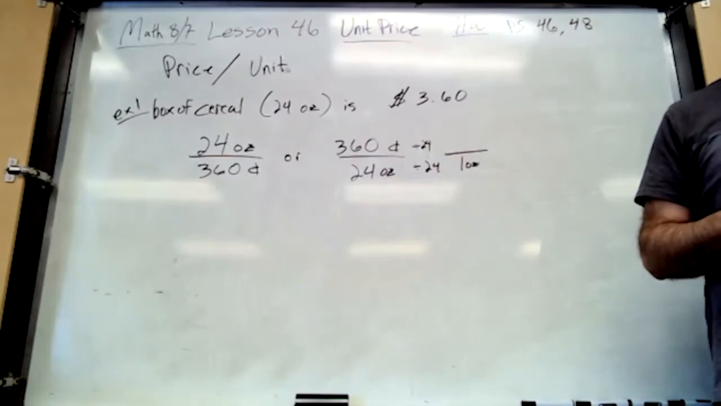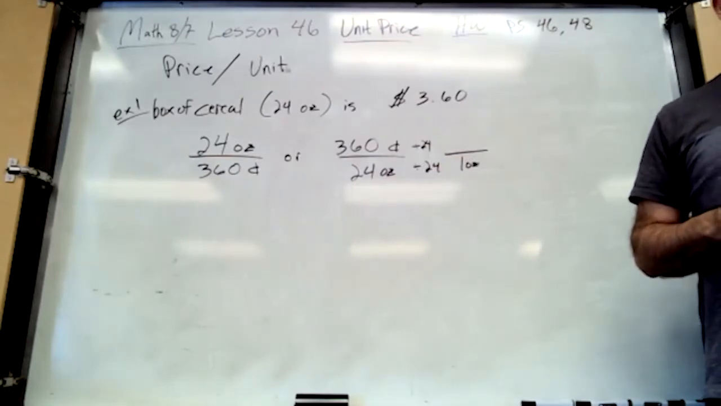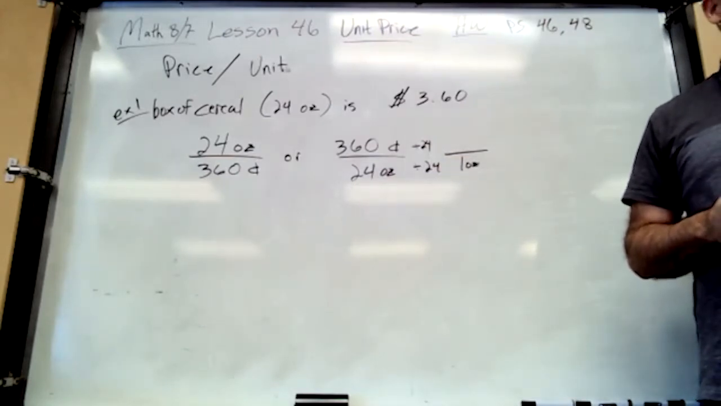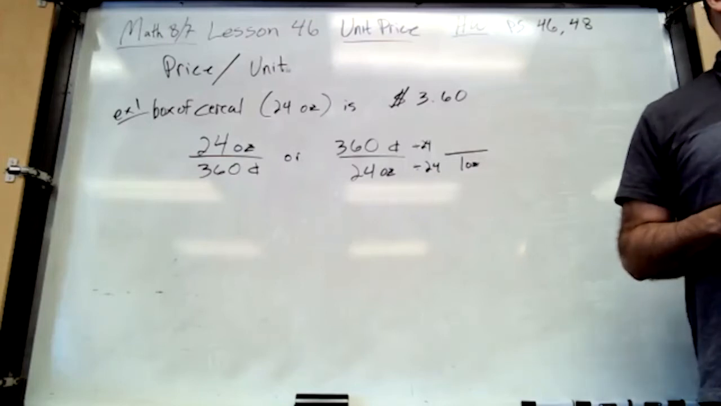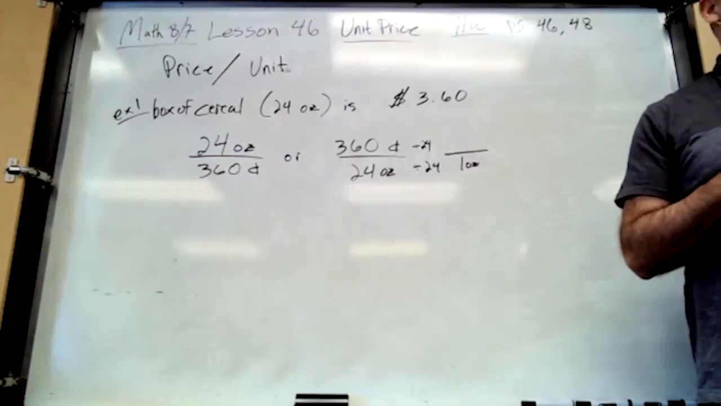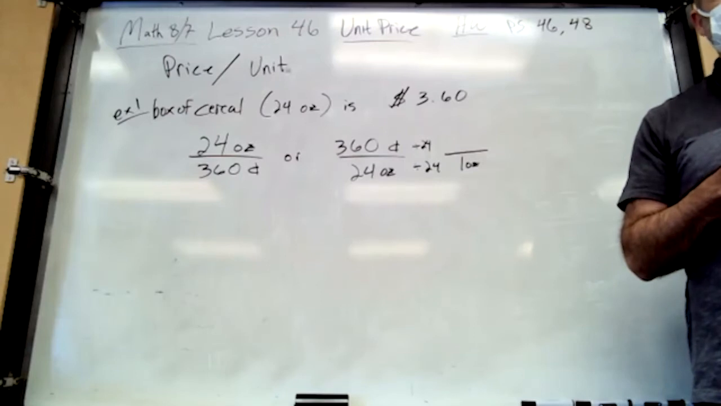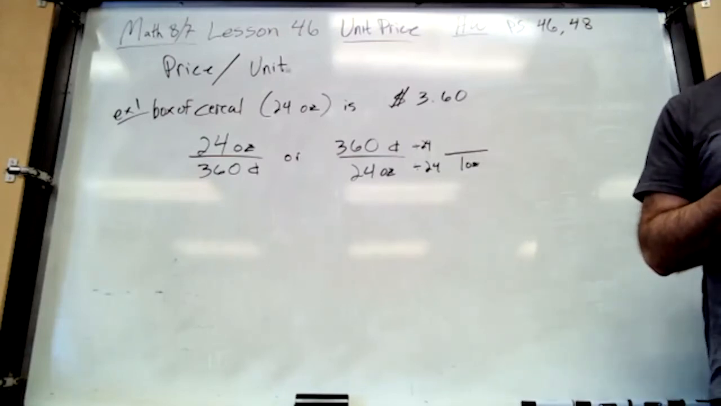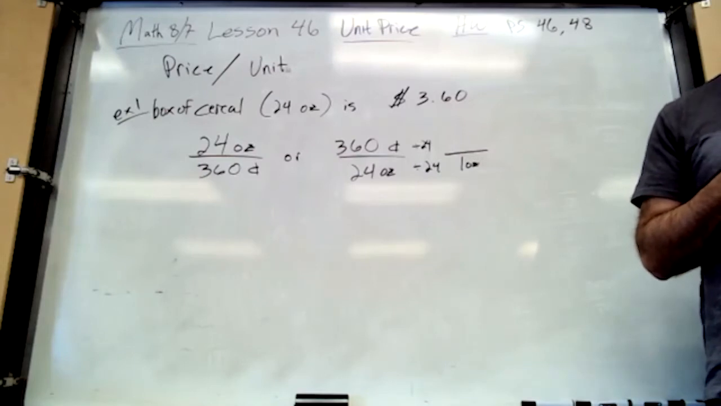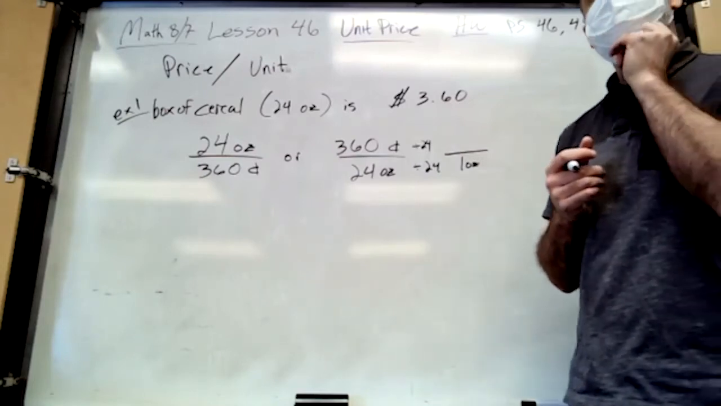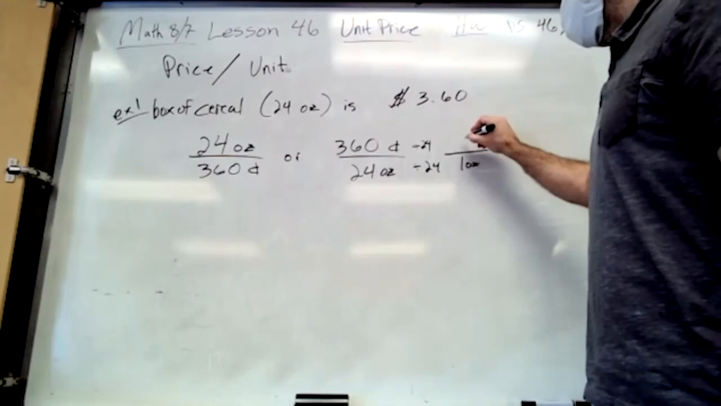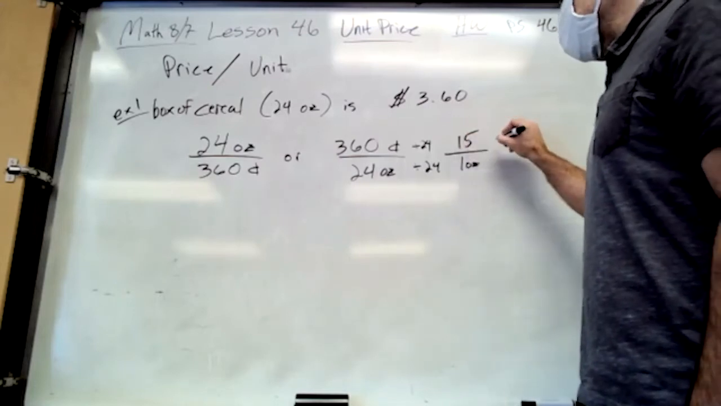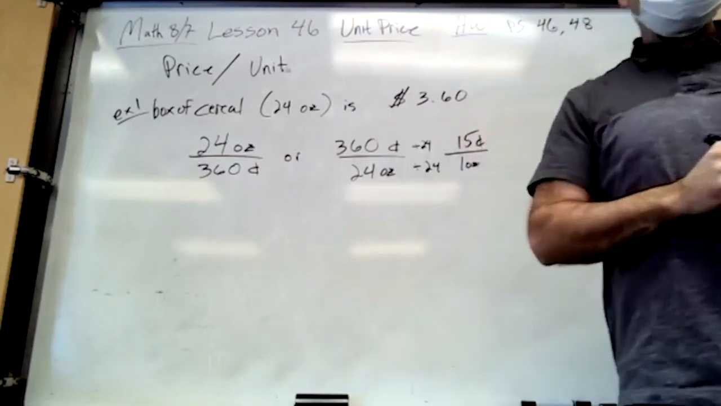Can anyone do that in their head? How many times is 24 going into 36? 1 time. And how many is left over? 12, which is half of 24. So 1.5. What did you get, Hunter? I got 12.5. So 15 is the price per ounce.